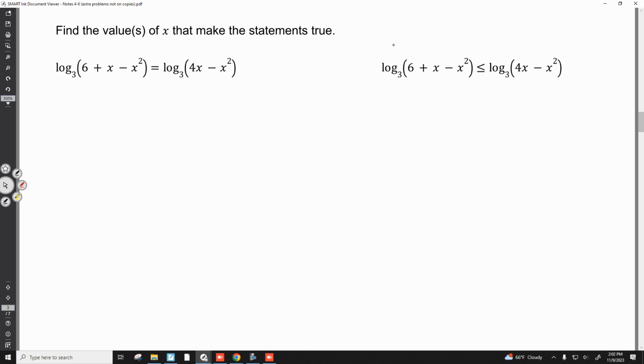Ready? I don't like these equations. I like this guy. This guy's good. We're going to stick to a couple more logs first, and then we'll move to exponents. So don't do the one on the right, just do the one on the left.